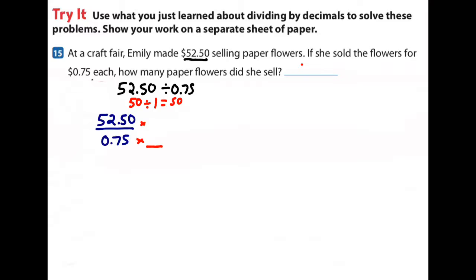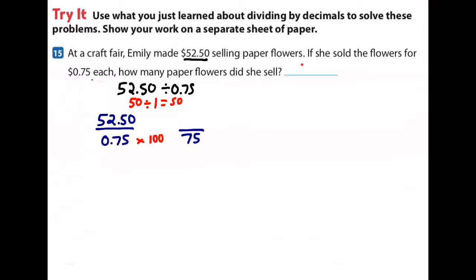All right, so let's see what you did. First off, let me go back to here. I know if I multiply 0.75 times 100, that's going to move that decimal point 2 times to the right, and it's going to make it 75. And that's the whole number I want.